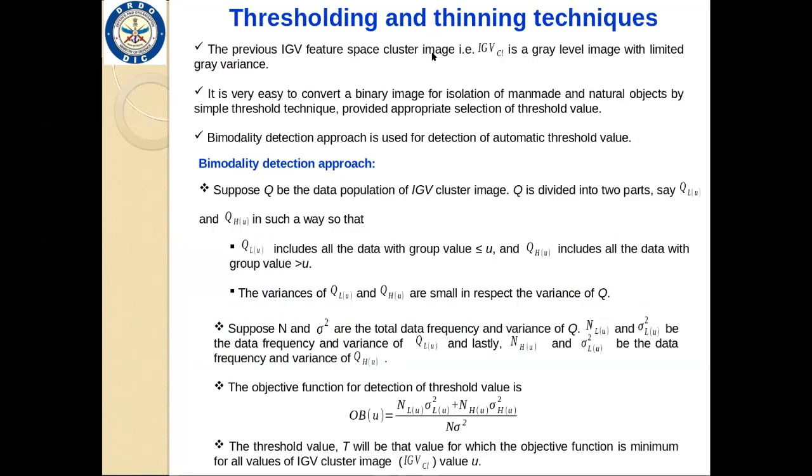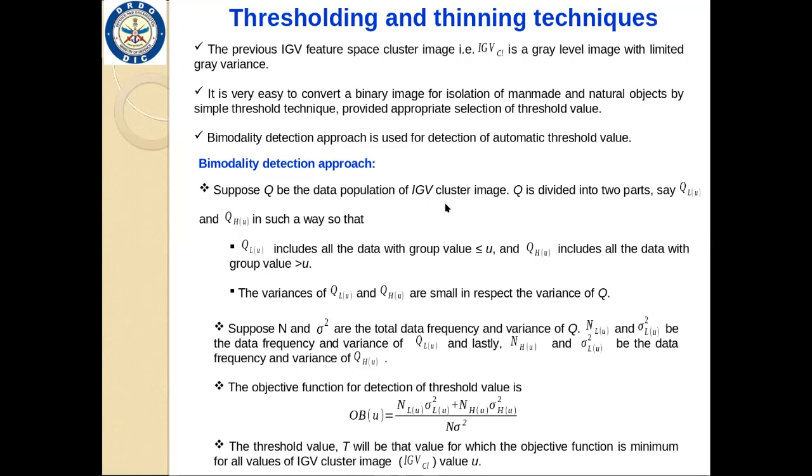Next, after applying the clustering, the result is again a gray level image with limited gray variance. It is very easy to convert it to a binary image for isolation of man-made and natural objects by a simple threshold technique, provided the threshold value is appropriately selected. That is important. So I am applying the bimodality detection approach.